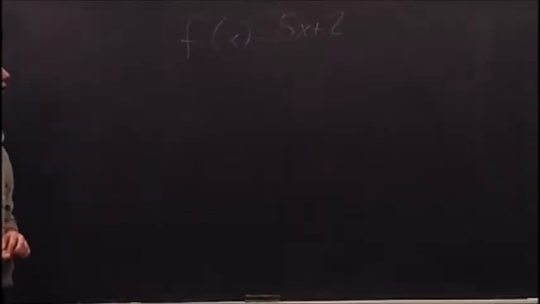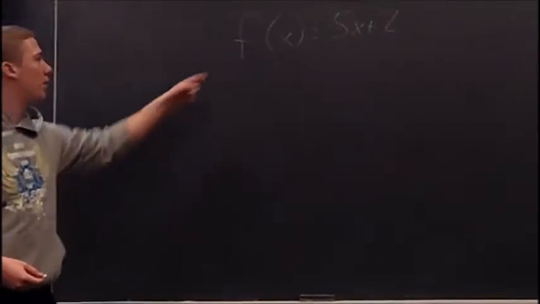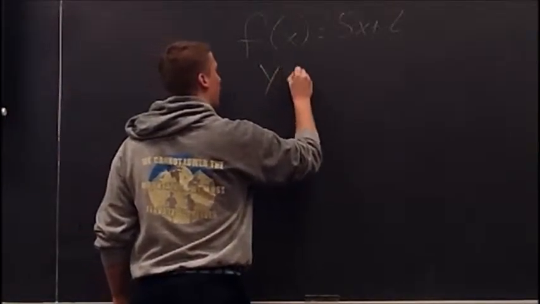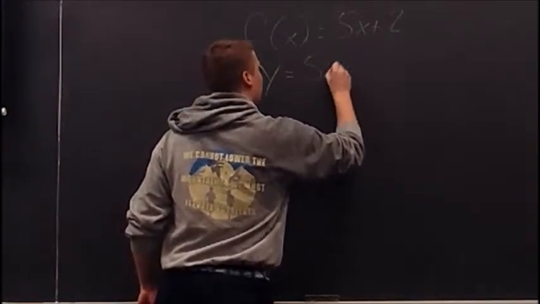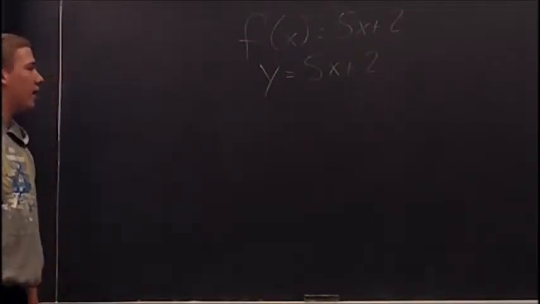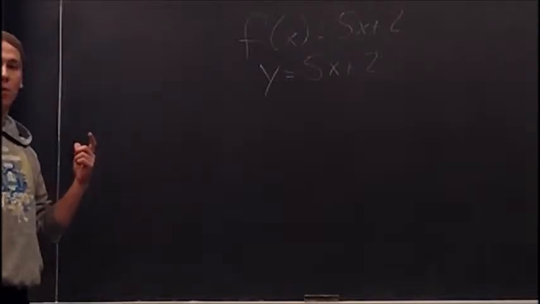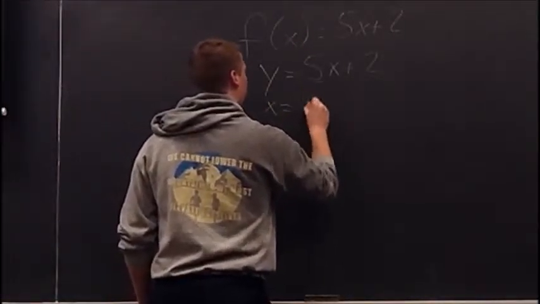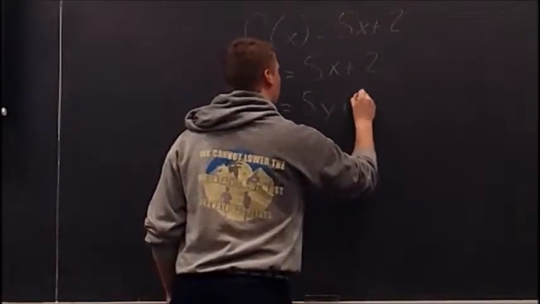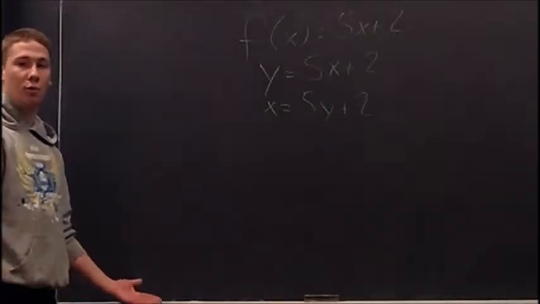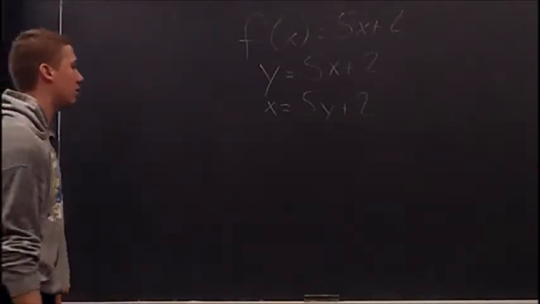Now in order to find the inverse, our first step is to replace f of x with y. So I literally just write y equals 5x plus 2. Now our next step is to flip x and y. So x equals 5y plus 2. And then we simply just solve for y using our algebraic skills.